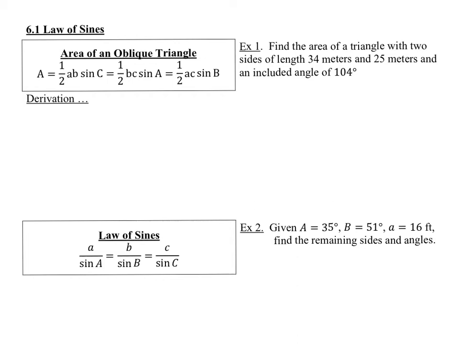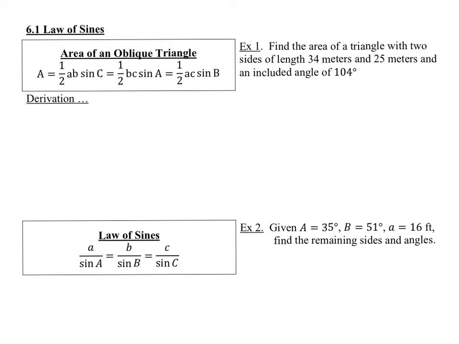6.1 is on law of sines. Okay, law of sines is used to find the missing sides or angles of triangles that are not necessarily right angles, although they can be used for right triangles as well. Okay, first we're going to do the area of an oblique triangle, which they give by this formula.